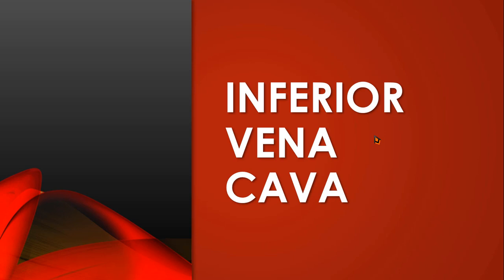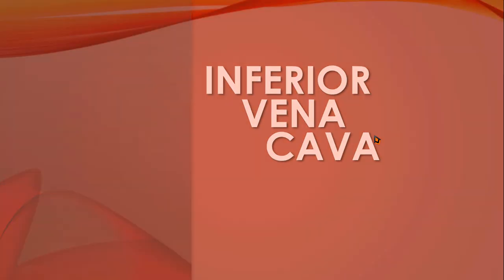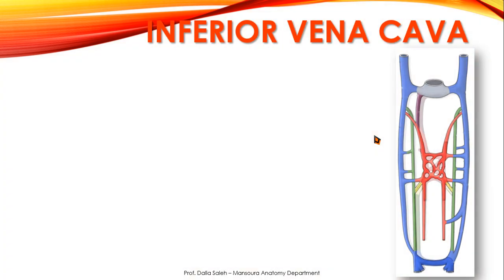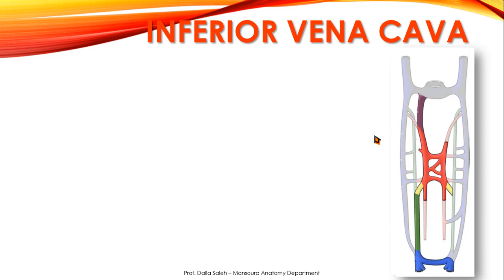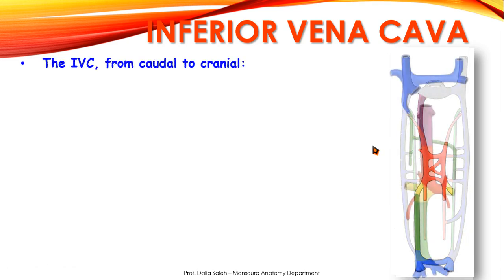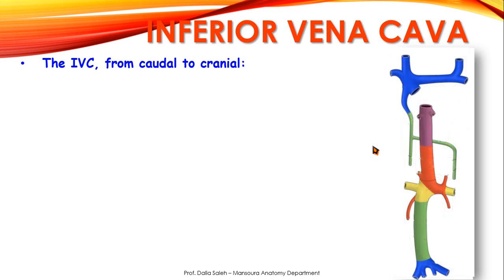So let's summarize the development of the inferior vena cava. Let's look at this picture again and see the modulation of the cardinal veins and how they form the inferior vena cava. We need to know first that the subcardinal vein also communicates with the posthepatic segment of the inferior vena cava that was derived from the vitelline vein into the sinus venosus. Okay, so the inferior vena cava develops from caudal to cranial as follows.